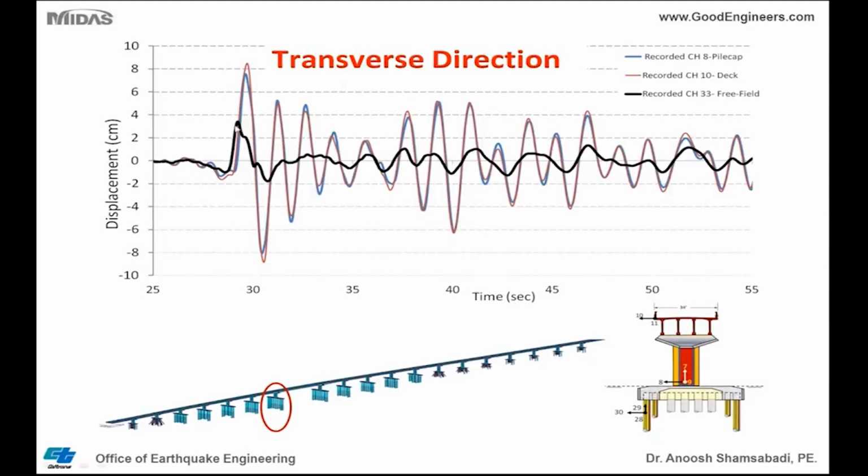You have a recorded motion, which is a free field motion somewhere at the bottom of the piles, and then recorded motion in the transverse direction, which is channel 8 and channel 10. It seems the column and the superstructure moved very much in phase. Keep in mind, the pile cap is very rigid, so it is no surprise that they have moved in phase. This is, by the way, from an earthquake in January 2010, magnitude 6.5.